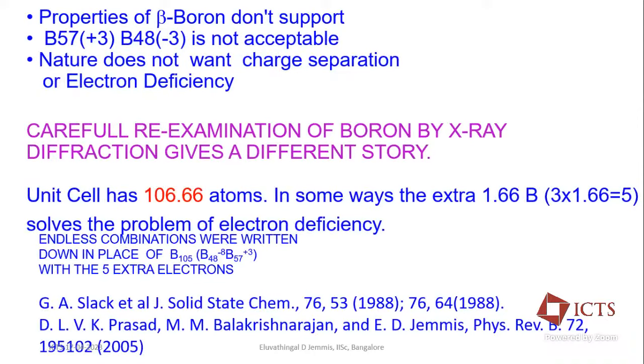There was a refined X-ray structure that had come out in '88, and the more we read it, we find that there is a limitation even in the X-ray structure. They find that the only way they can improve their refinement to get some tally with what is observed is to add 1.66 extra boron atoms.